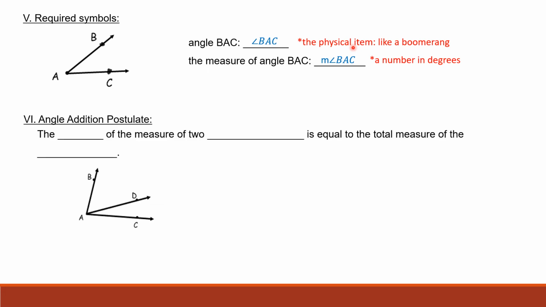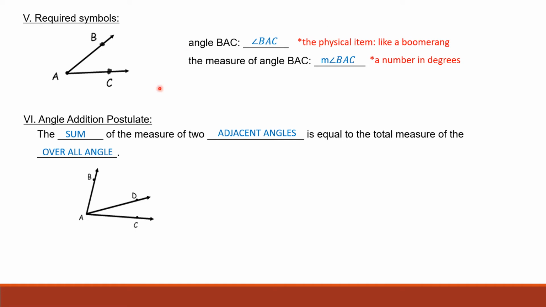Okay, so the angle addition postulate works like the segment addition postulate, except we're going to talk about angles. So it's still a sum. The sum of the measure of two adjacent angles, remember adjacent means right next to each other, is equal to the total measure of the overall angle. I know that is kind of redundant, but I wanted to make a point of that.